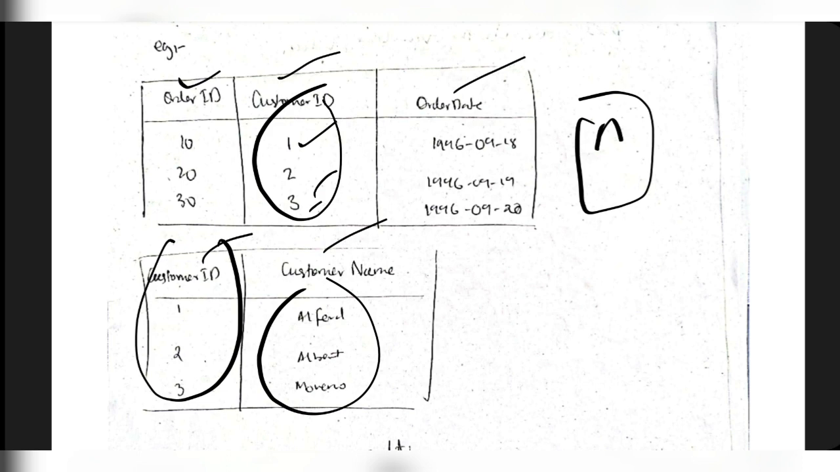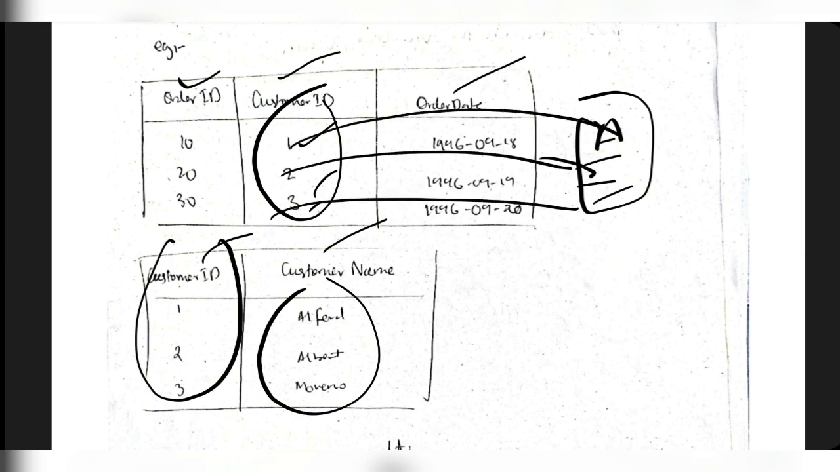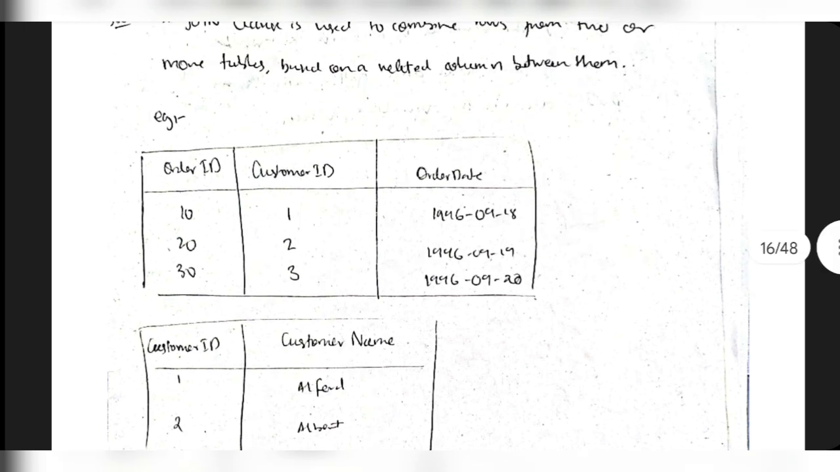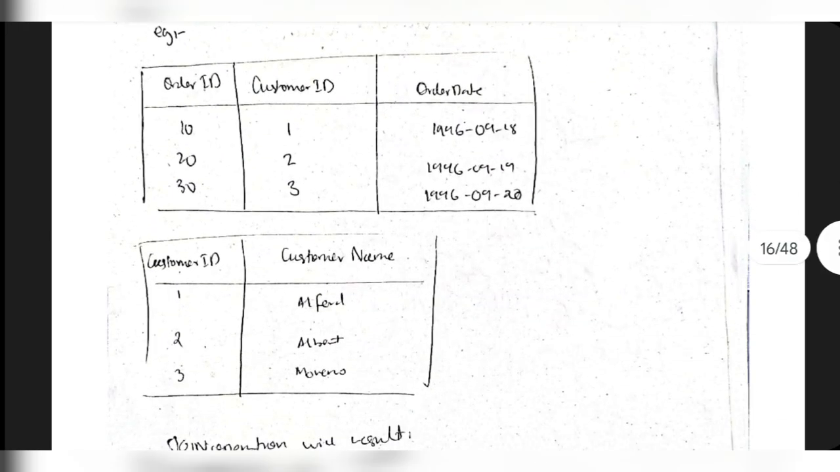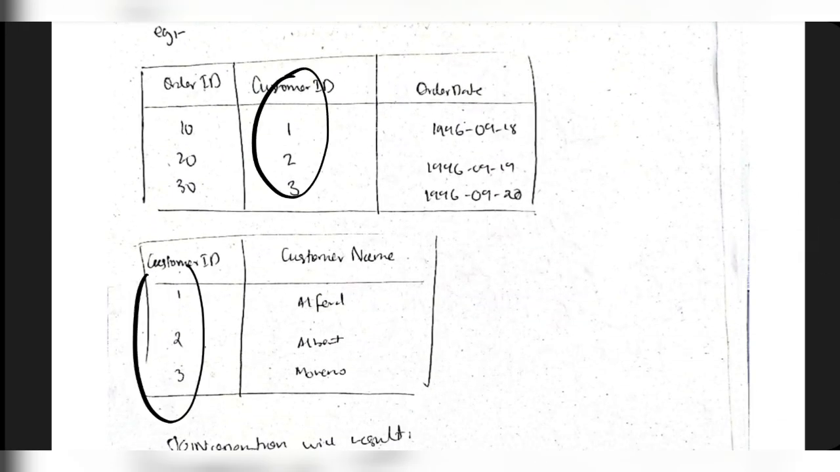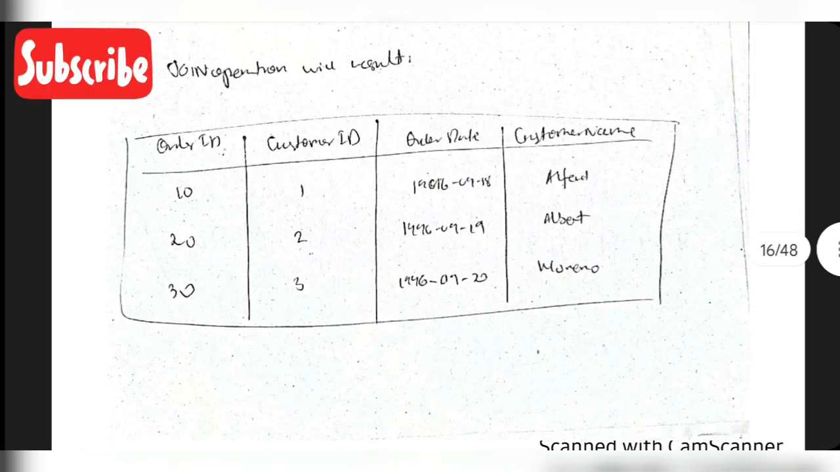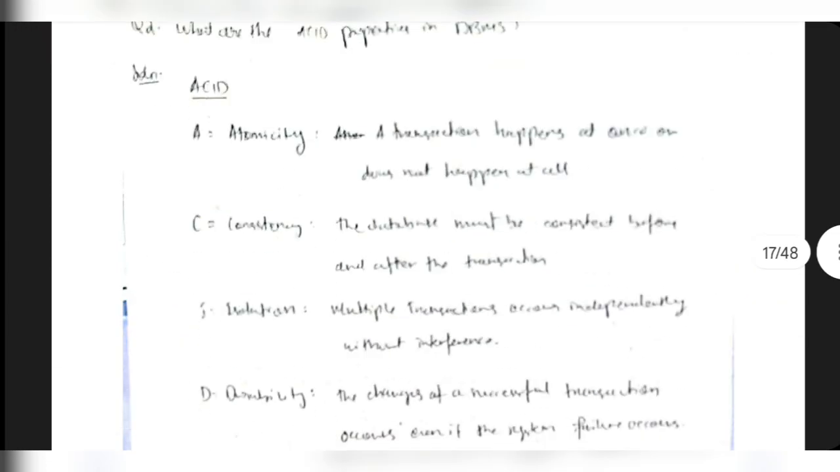After that the connections will be made here, and after the normal approach is over, we'll move on to the optimal approach. What's happening here is the customer ID is the same, so the connections will be made with the other columns here. The join operation result will be this one.